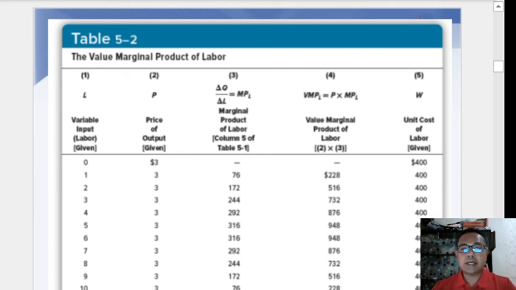Notice that the VMPL of the 10th unit of labor is 228, which is less than the cost of the 10th unit of labor. So it would not pay for the firm to hire this unit of labor, because the cost of hiring it would exceed the benefit. The same is true for additional units of labor. Thus, given the data in table 5.2, the manager should hire 9 workers to maximize profit.